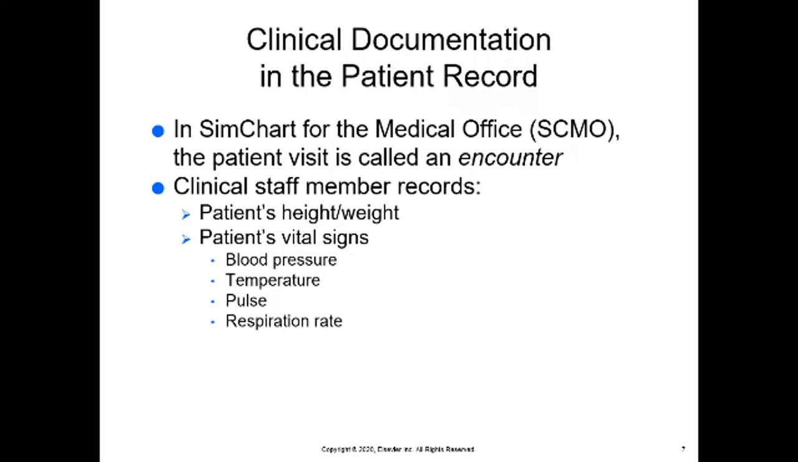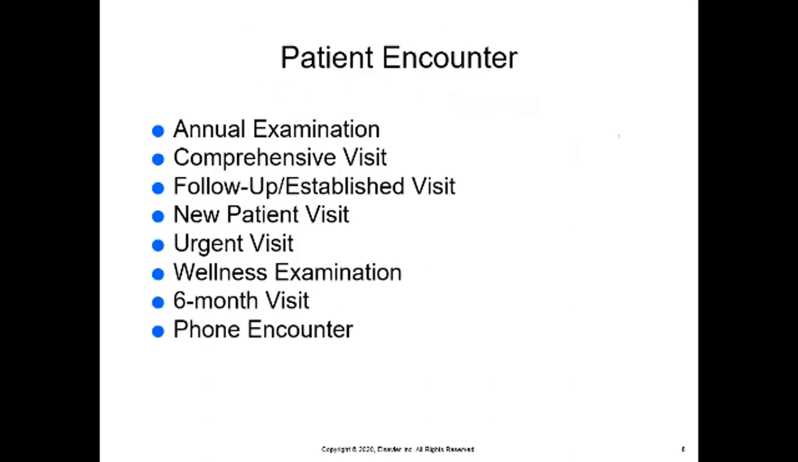Now, if they want to cross-train you on vital signs and things like that, that's fine, but you will need extra training for that. So the patient encounter, there are 8 types of patient encounters: annual examination, comprehensive visit, follow-up established visit, new patient visit, urgent visit, wellness examination, 6-month visit, and phone encounter. And we are going to actually take a look at those as soon as we're done with our slides.